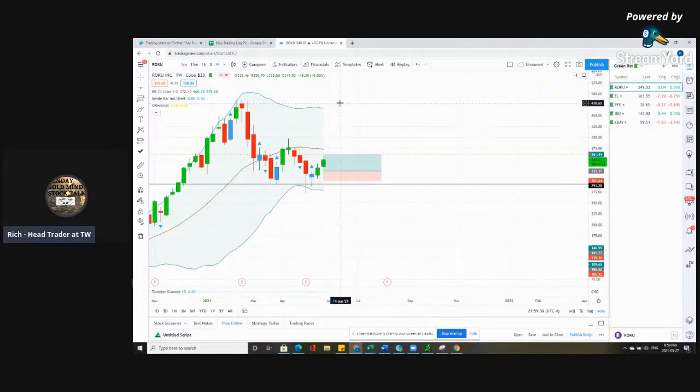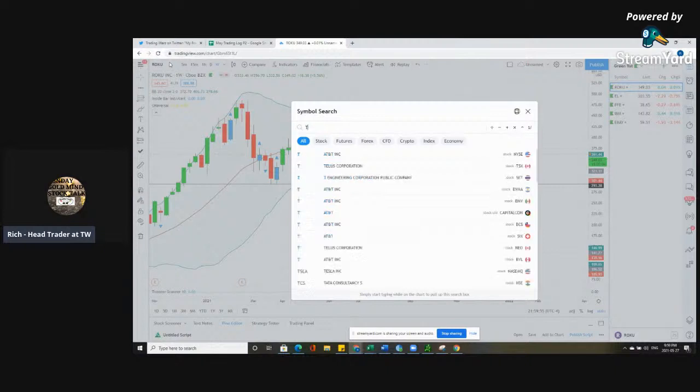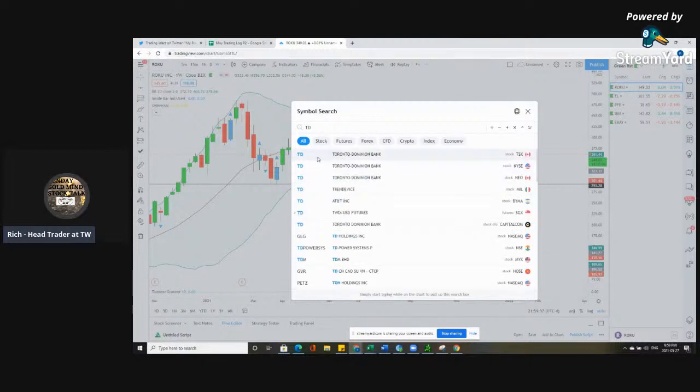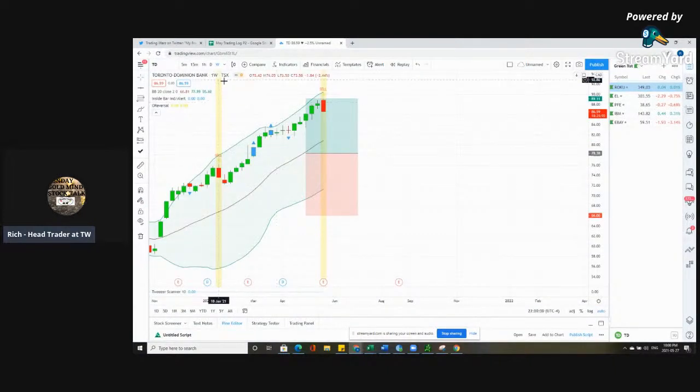That's the beauty of trading with partials. You take off the majority, you pay yourself a good amount, like 1.5 times your risk. Then the rest of it, you let it go. You let it go to the moon. And recently, I'm going to pull up TD. TD was my multi-bagger.